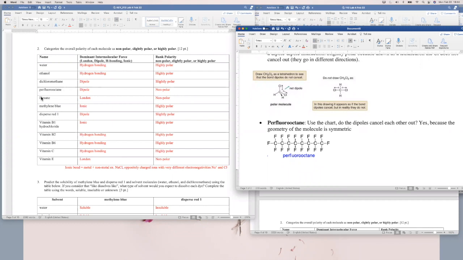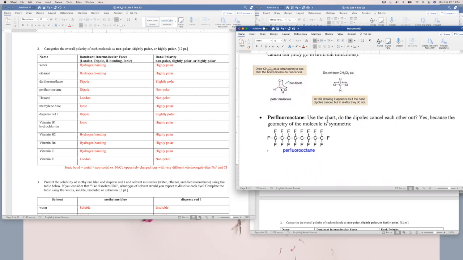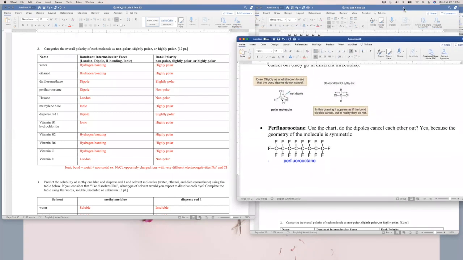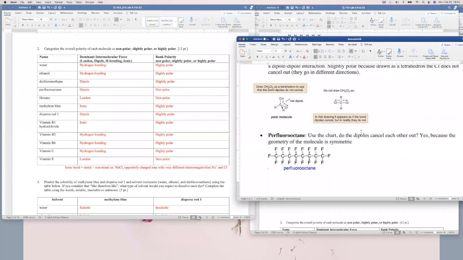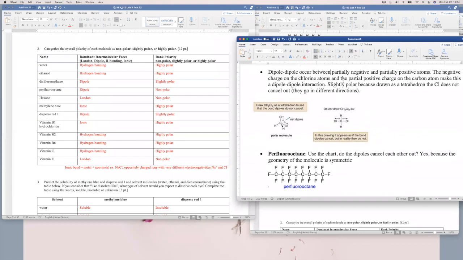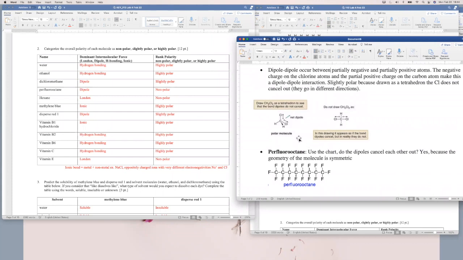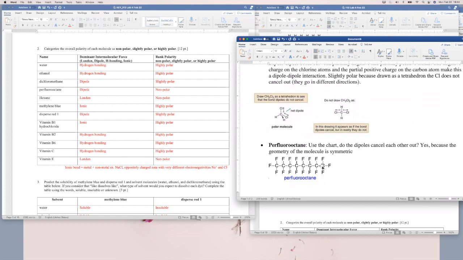So we have perfluorooctane, which looks like this. You would use the chart that's up above there. It's going to be another one of those dipole moments that I described here, where the electronegativities of the carbon and the fluorine are very different. And so the dipole is going to be the intermolecular force. And then, do they cancel each other out? This one is going to look like this.